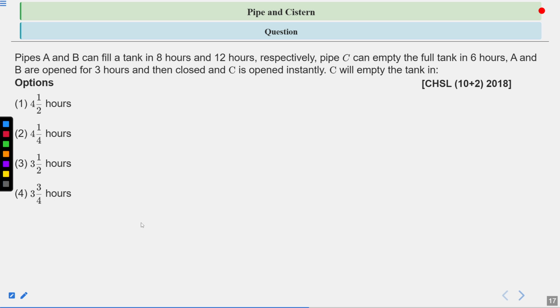So there are 4 options. First one is 4.5 hours. Second is 4 and 1 by 4 hours. Third one is 3.5 hours. Fourth one is 3 and 3 by 4 hours.